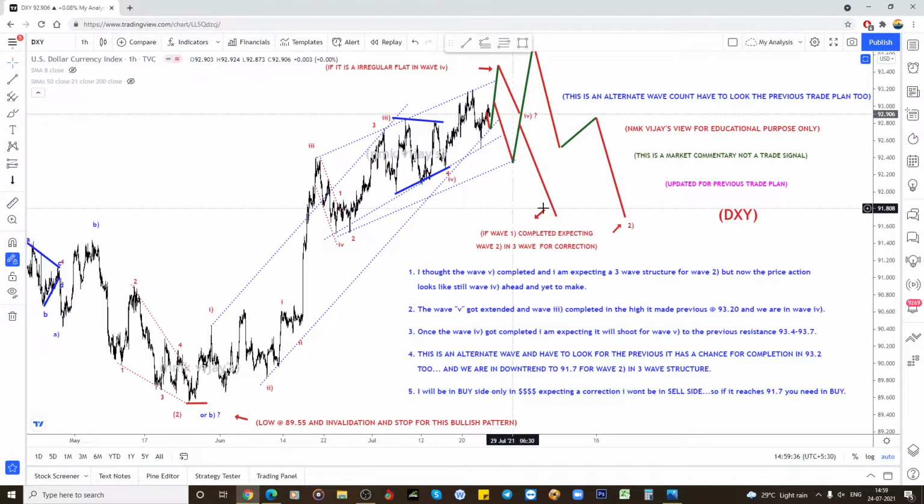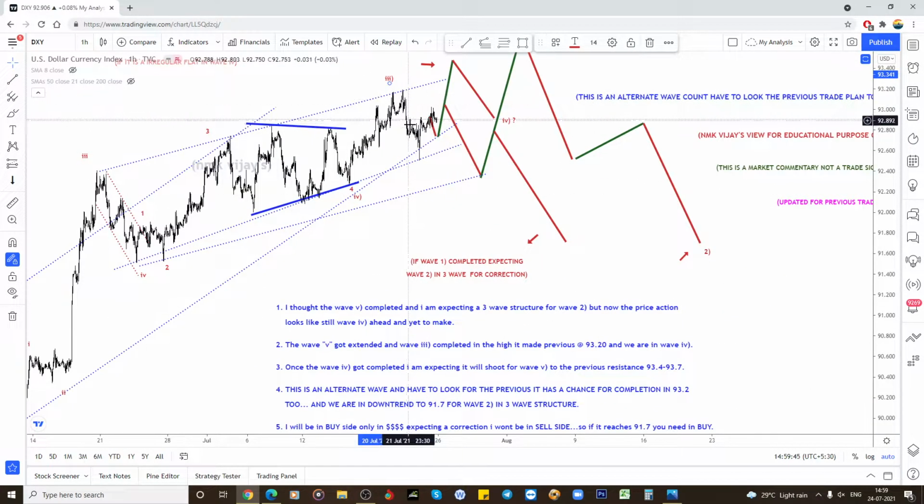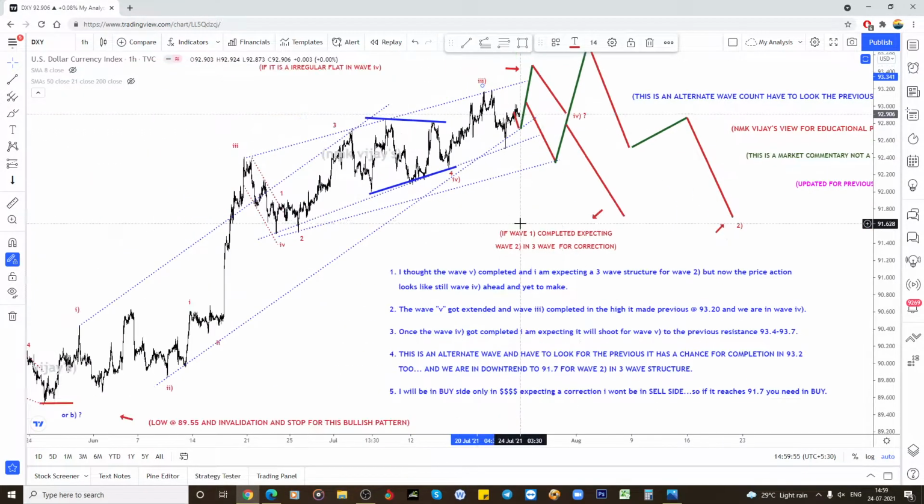But now the price action looks like this could be the end of the third wave. See, this is an alternative view. So still we are in the fourth wave, it's not yet completed. This is the 5-wave structure, and we are going to the 3-wave structures. This is A, this is B, and C. So that could be the completion of that fourth wave, what I did here previously.